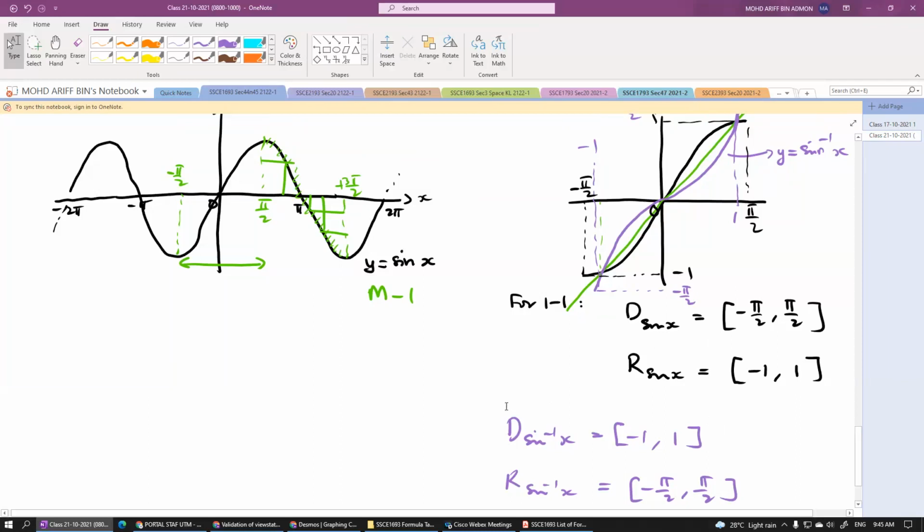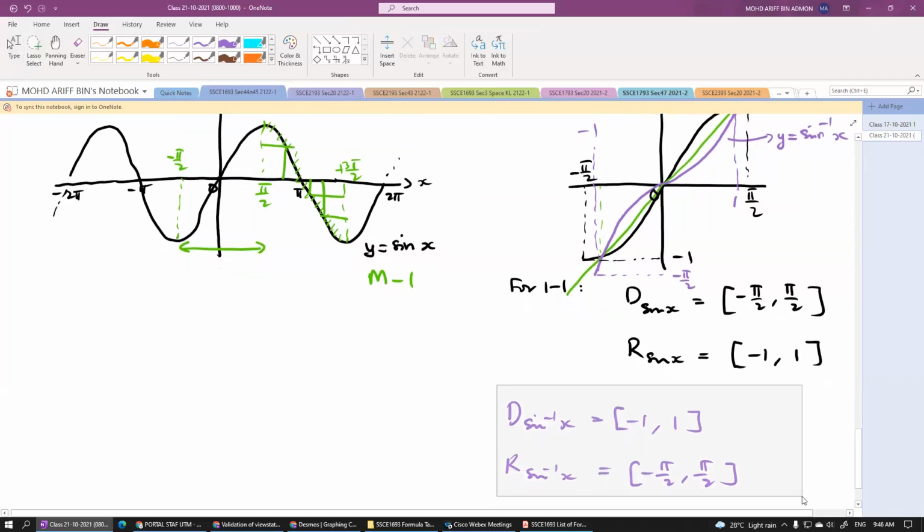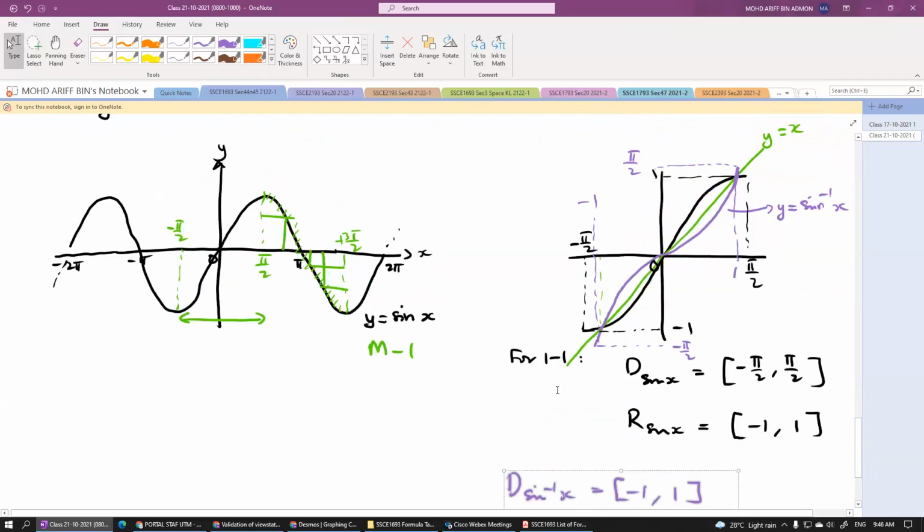Okay, if you are talking about inverse sine, this is strictly your domain and range. There is no other domain and range for sine inverse. If you are talking about the domain and range for sine, then you use the original one.